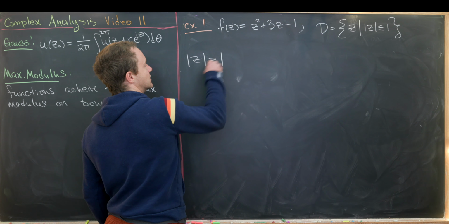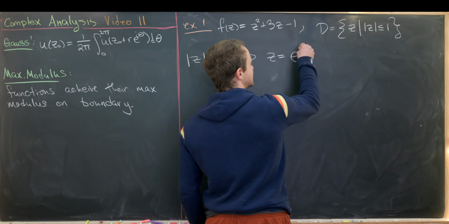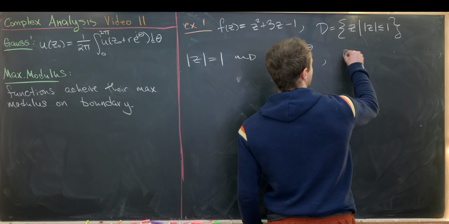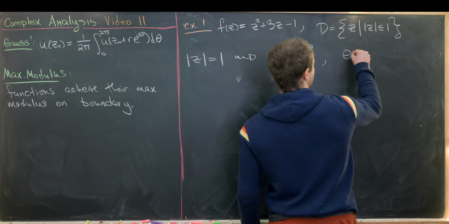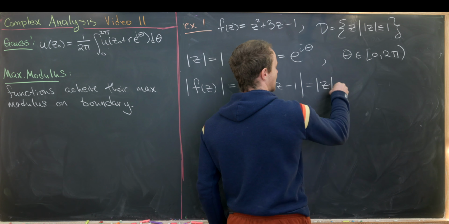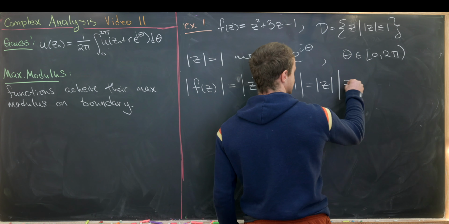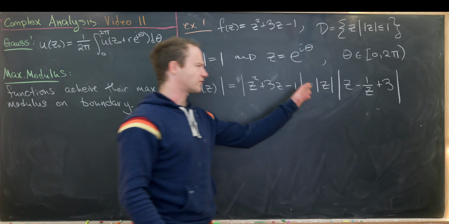So the modulus of z equals 1, so that's a unit circle. That's the same thing as the parameterization z equals e to the i theta, where theta goes between 0 and 2 pi. So that's a standard way to parameterize the unit circle. And now let's look at the modulus of f of z, which we're trying to maximize. But that's going to be equal to the modulus of z squared plus 3z minus 1. We'd really like to get that in terms of just this z, so we can do that by factoring a z out. That'll give us the modulus of z times the modulus of z minus 1 over z, and then plus 3, where I've rewritten things a little bit.